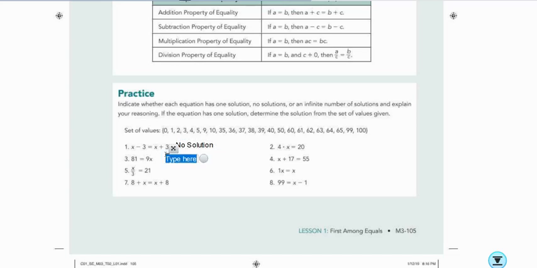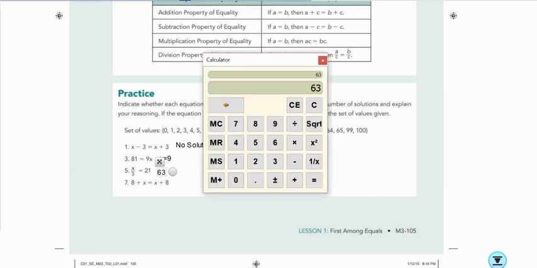The next one says 81 is equal to 9 multiplied by some number x. And so this is going to be 9 times 9. So x equals 9. Number 5 says some number divided by 3 is equal to 21. So we can solve this by doing the reverse. Instead of dividing by 3, let's multiply on the other side. 21 times 3 is going to be 63. And if we use a calculator, we see that 63 divided by 3 is equal to 21.